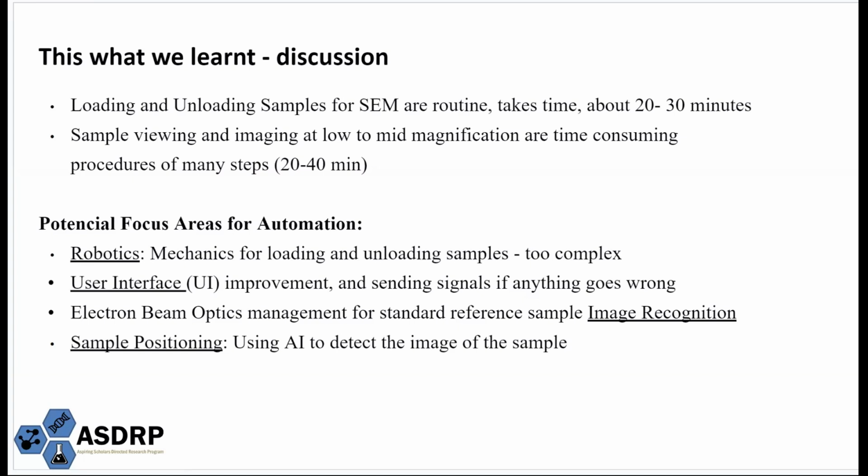Then we have the sample positioning, where we use AI to detect the image of the sample, and we position the sample in the correct place such that the electron beam can hit it properly, and the secondary electrons that bounce back from the sample can help create a good image. And when we position the sample correctly, we'll get a really good image. And using AI to control that sampling position will really help.